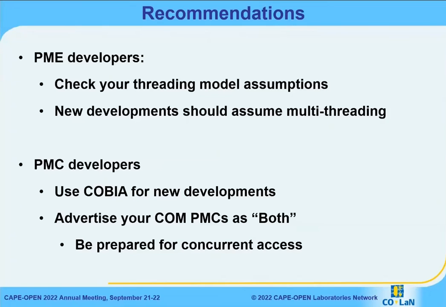For PMC developers, if at all possible, use COBIA. COBIA will advertise default threaded COBIA PMCs as both, and will take care of the synchronization for you, so using COBIA is just the easy way to go. If that is not possible and you need to stick with your COM PMCs, then you might avoid a bunch of marshalling issues if you go from your current apartment threaded implementation to a both threaded implementation. But then you must also make sure that your PMC is of course sufficiently thread safe, and you must avoid race conditions if you get concurrent calls.